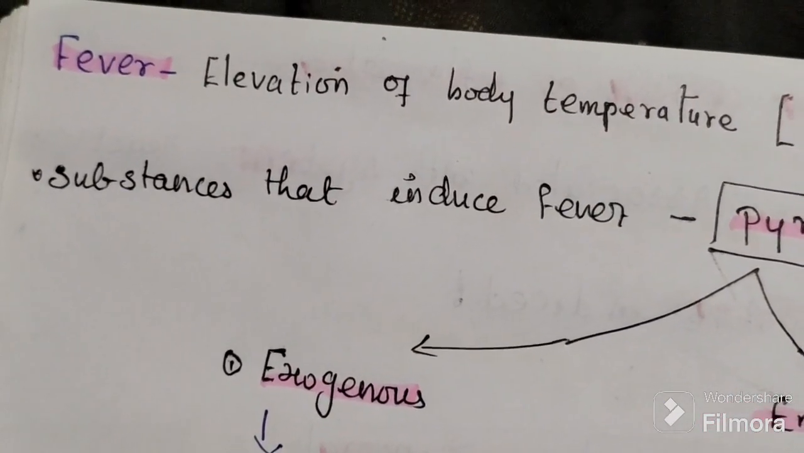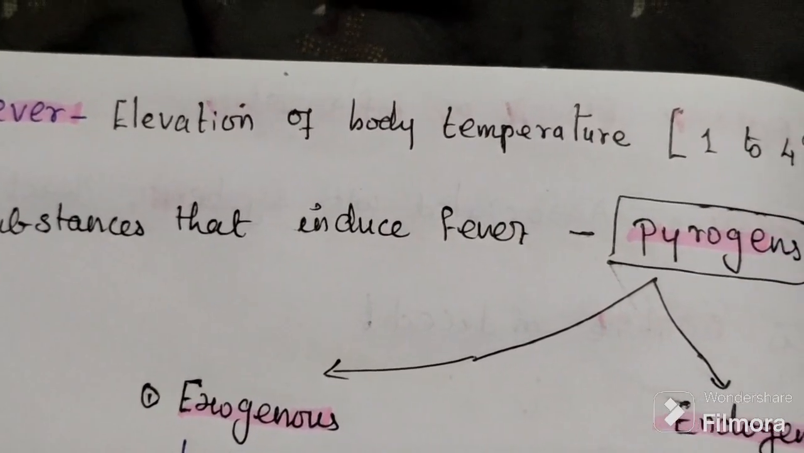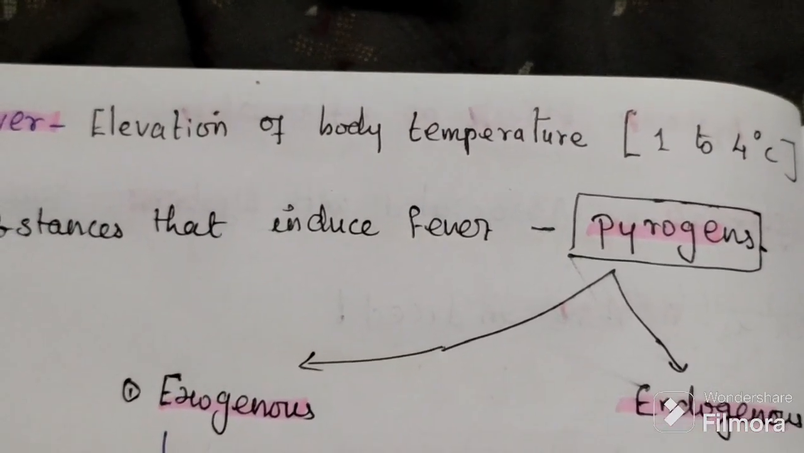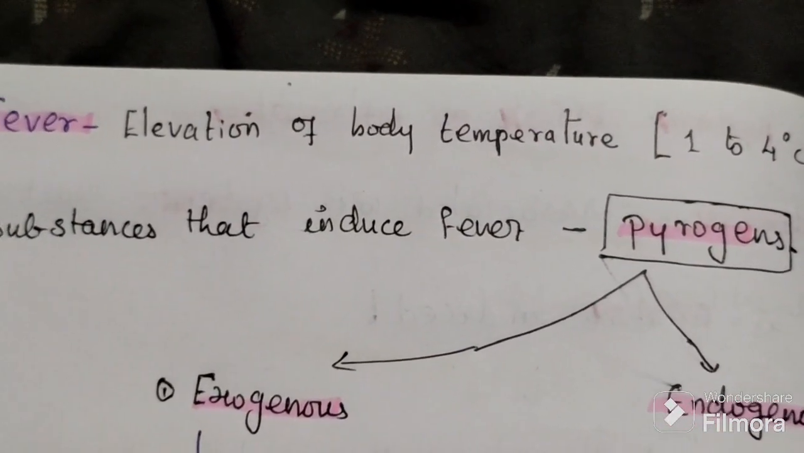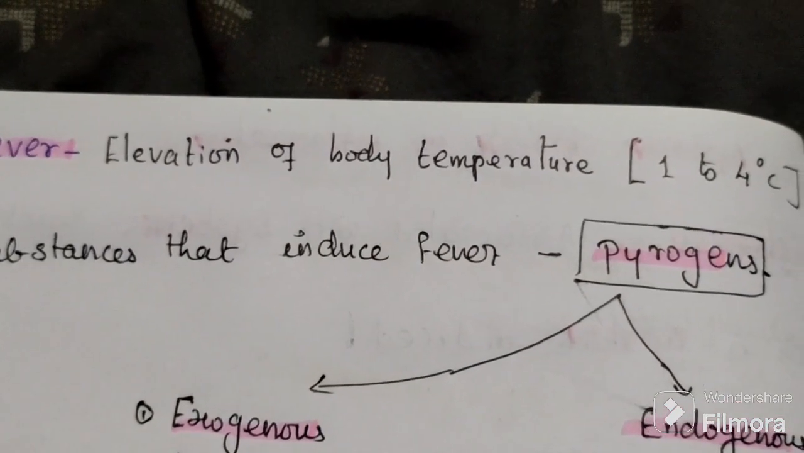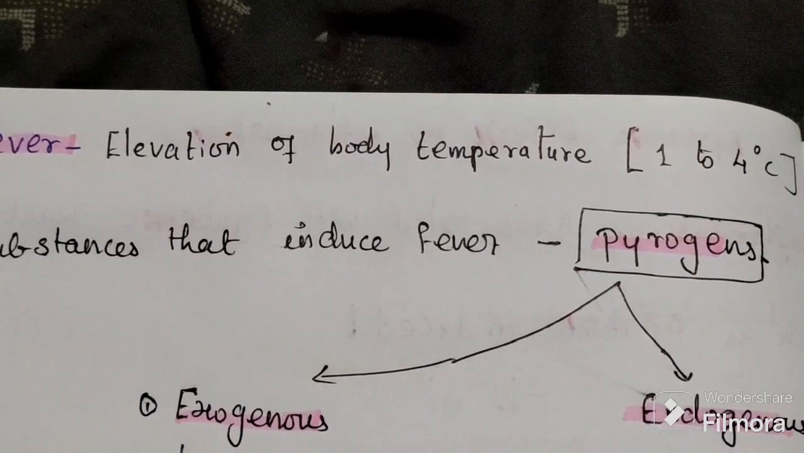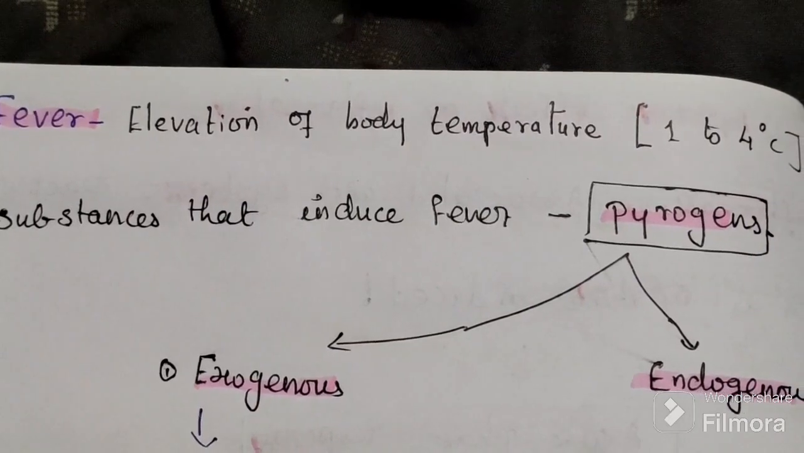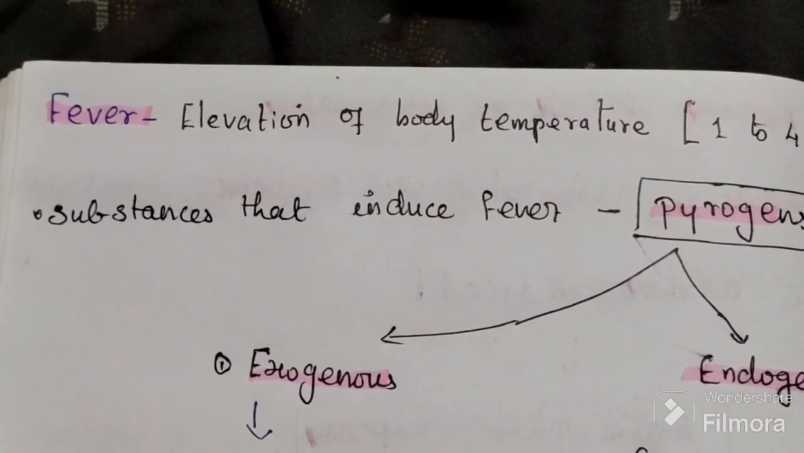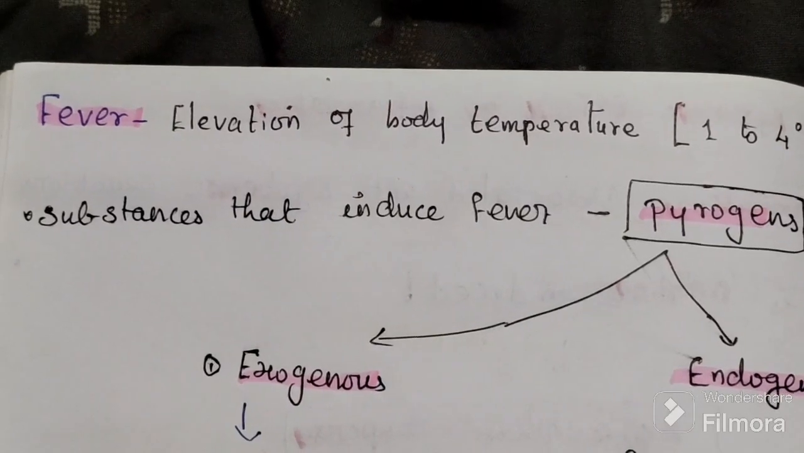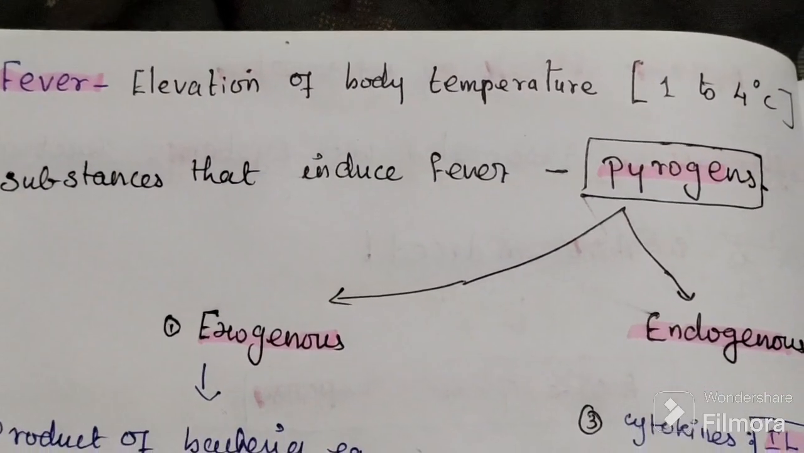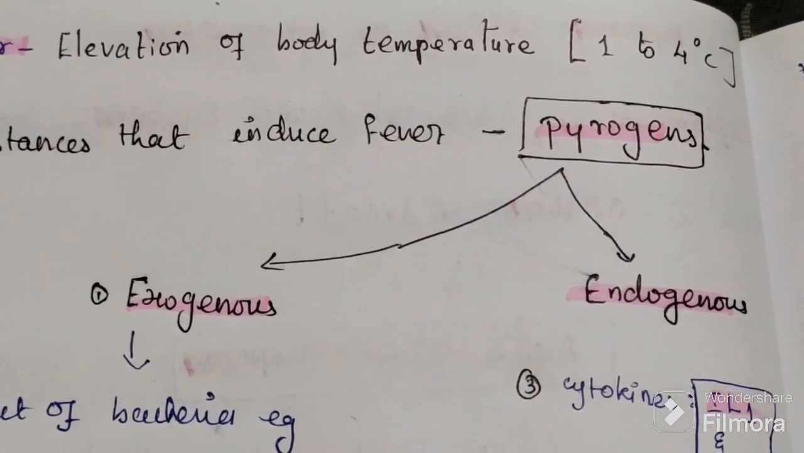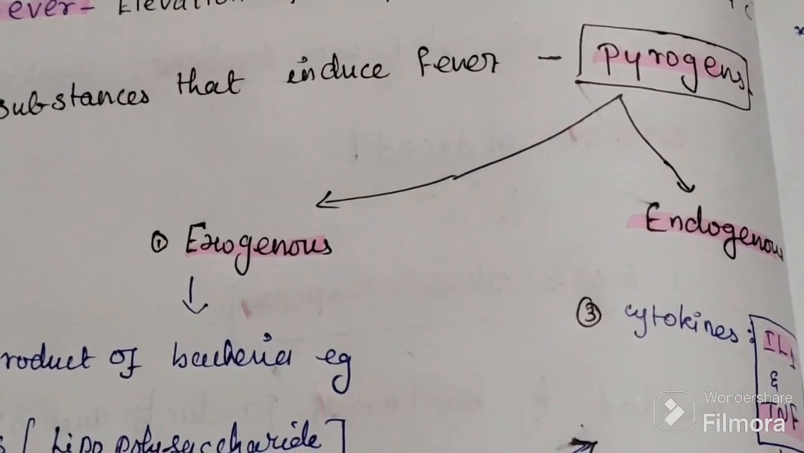Now what is fever? Fever is basically elevation of body temperature, usually by 1 to 4 degrees Celsius. The substances that induce fever are referred to as pyrogens. These pyrogens can be exogenous or endogenous pyrogens.